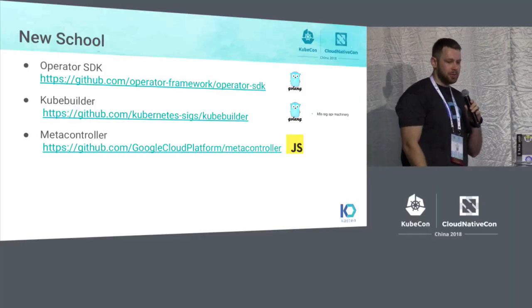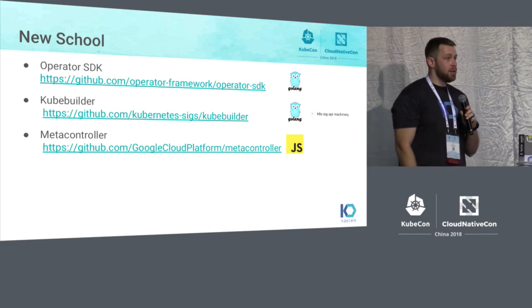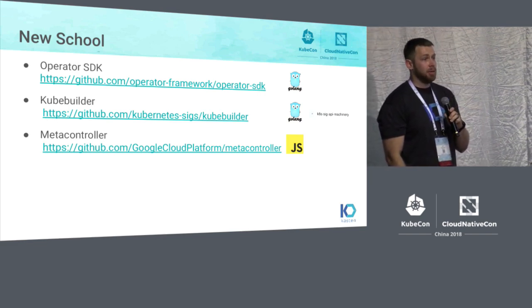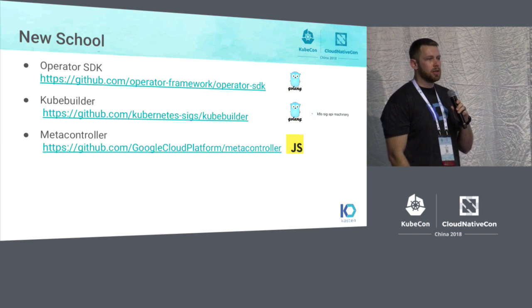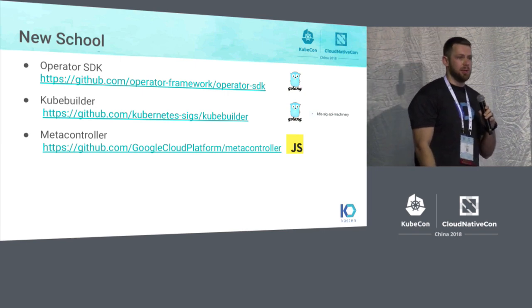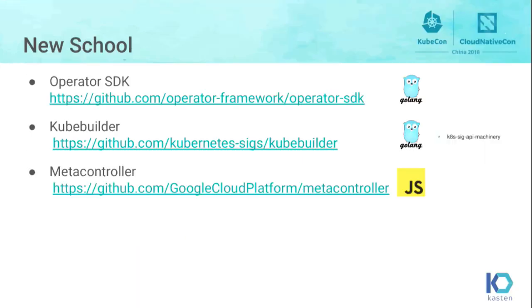Another one is Kubebuilder. This is the child of SIG API Machinery. Super opinionated framework. But if you love Go structs, Go types, this one is for you. Also a lot of code generation, and it's super close to the actual Kubernetes API and how it feels and looks. And the last one is Metacontroller.